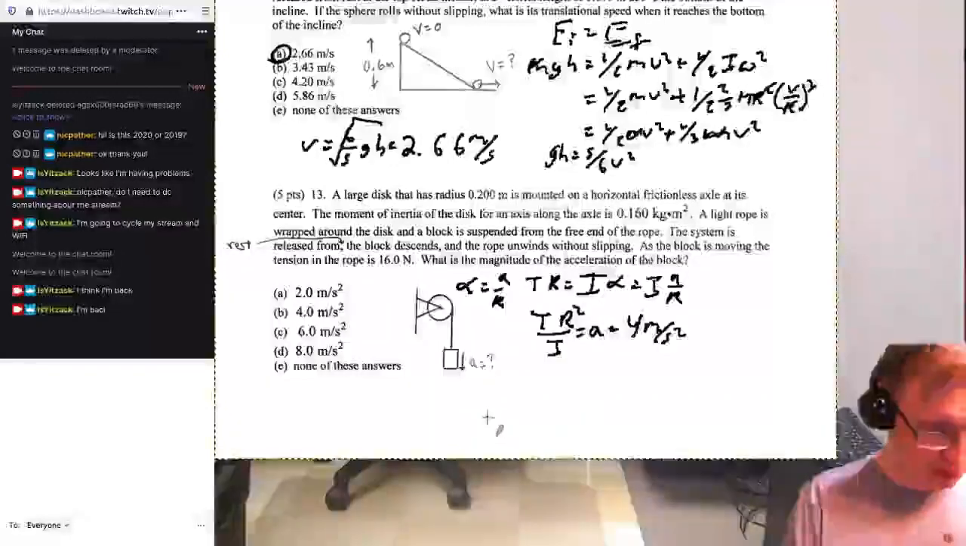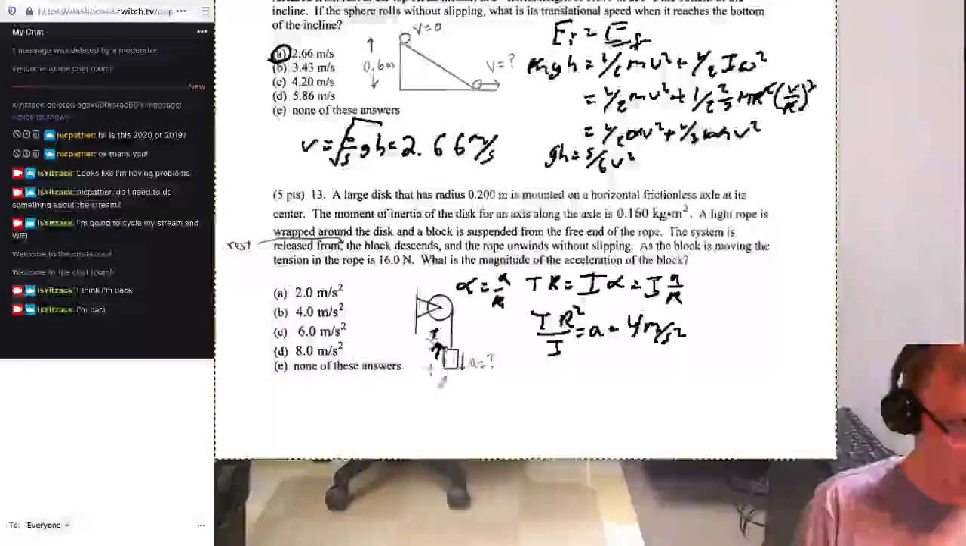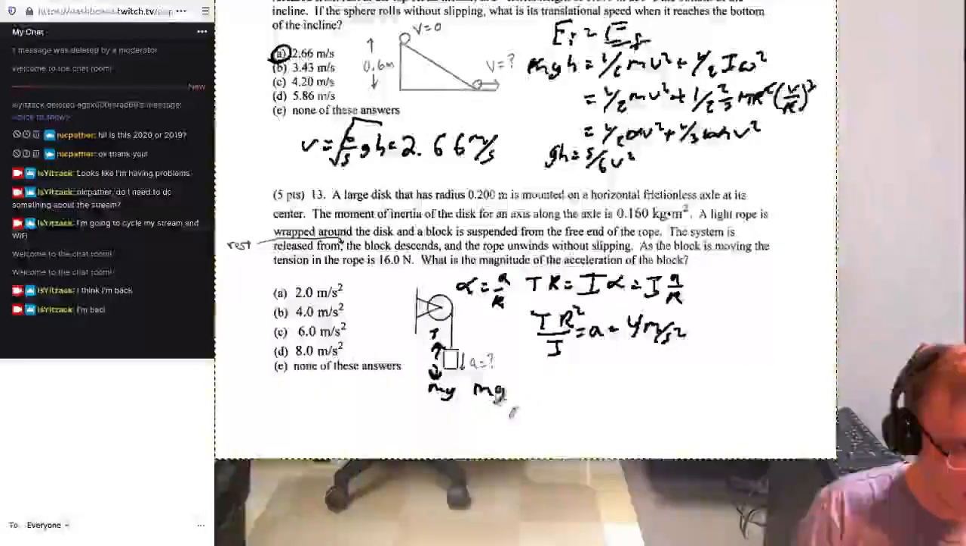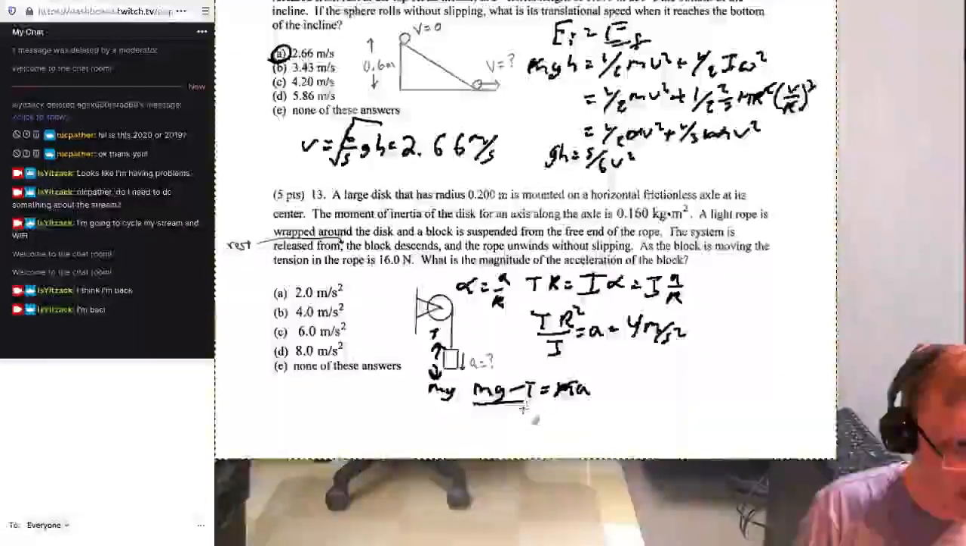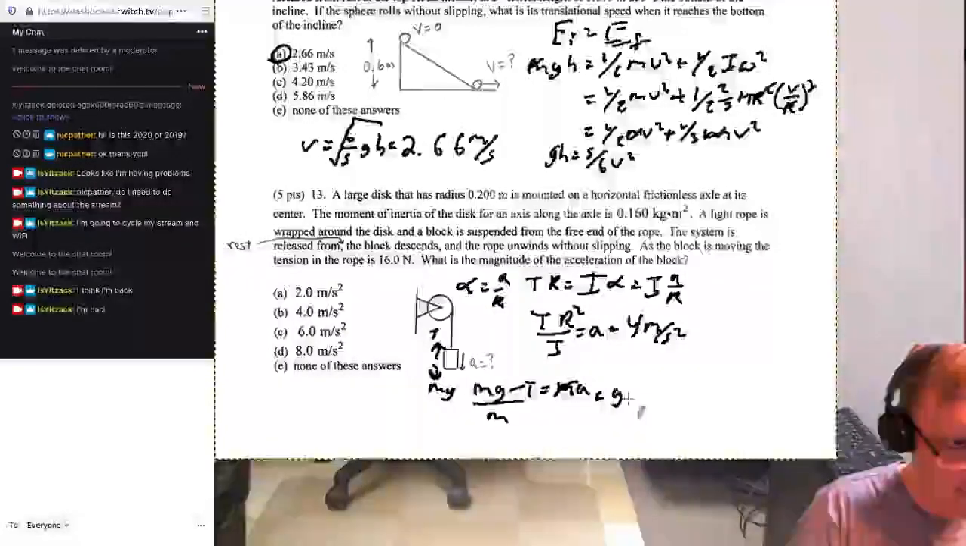What you are more likely to do is consider this thing here, where we have tension going up and gravity going down. So we have that mg minus t is equal to ma. Divide both sides by m, and we find that a is equal to g minus t on m.